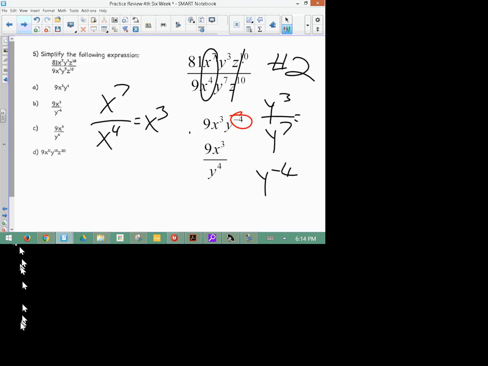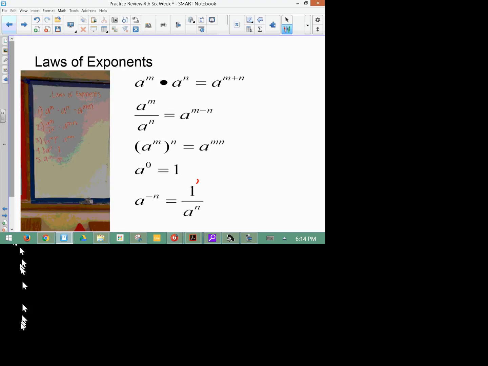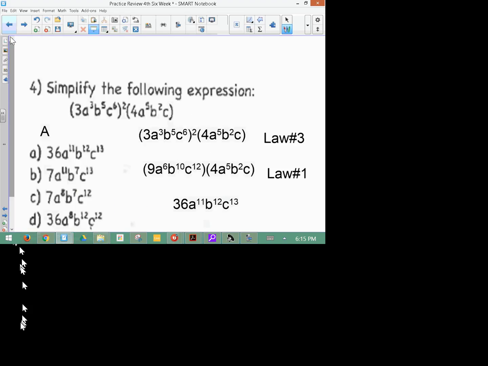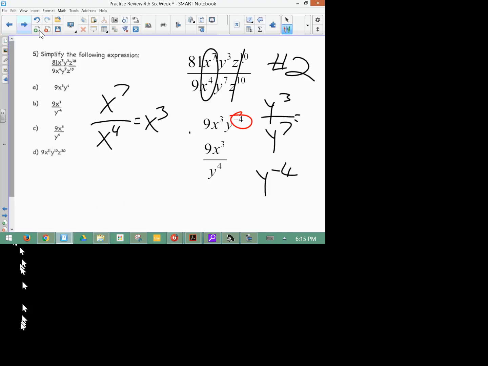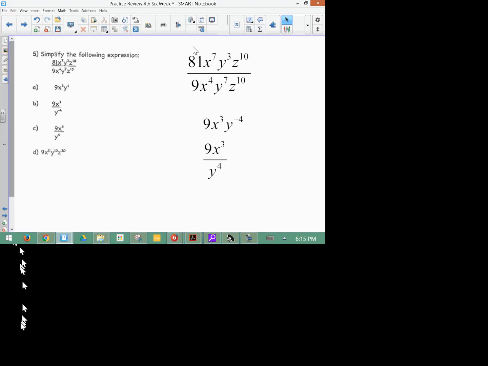Well, look at rule number 5. Rule number 5 tells us what to do if you have a negative exponent: you put it in a denominator with a 1 on top. So we're going to do exactly the same thing. I'm going to take this and rewrite that as 1 over y to the power 4. And so my final answer is 9 x to the power 3 over y to the power 4. And that is clearly choice C.